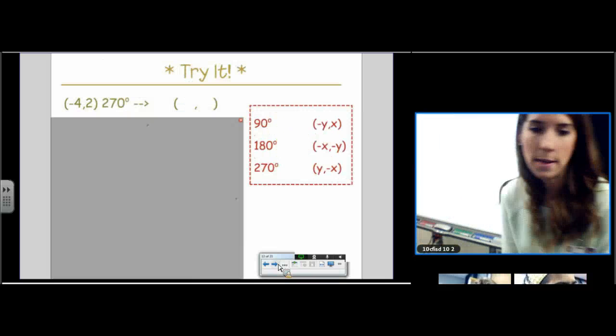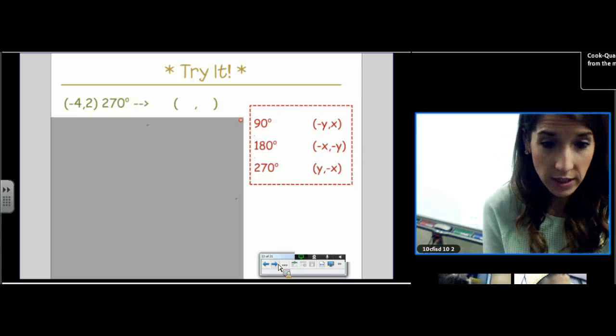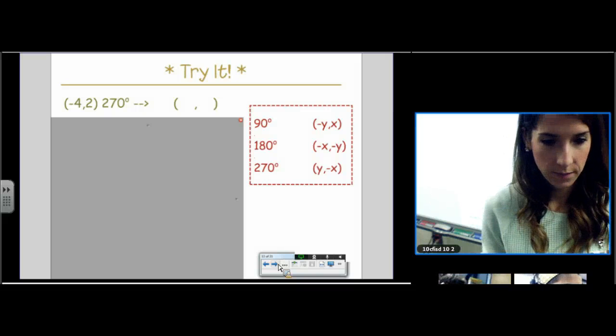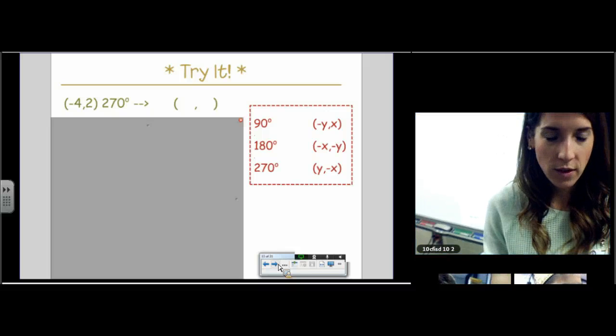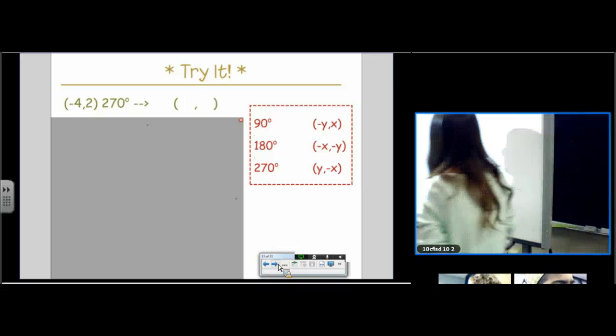Okay, now I'm going to call names. Ready? So I give you a coordinate. I want you to rotate it 270 degrees and tell me the resulting coordinate. Don't write it yet. Graham, you're up. What do you get when you rotate negative 4, 2, 270 degrees? Graham got negative 2, 4.